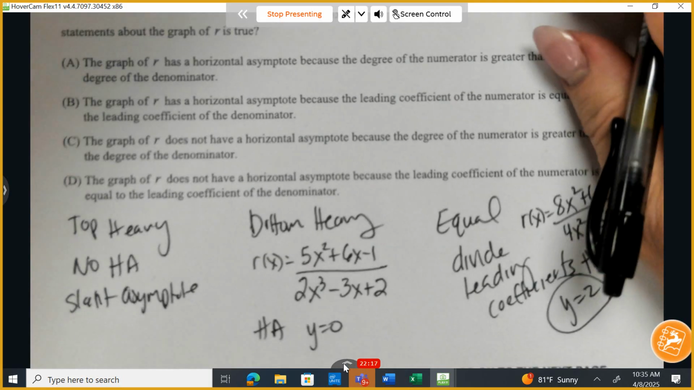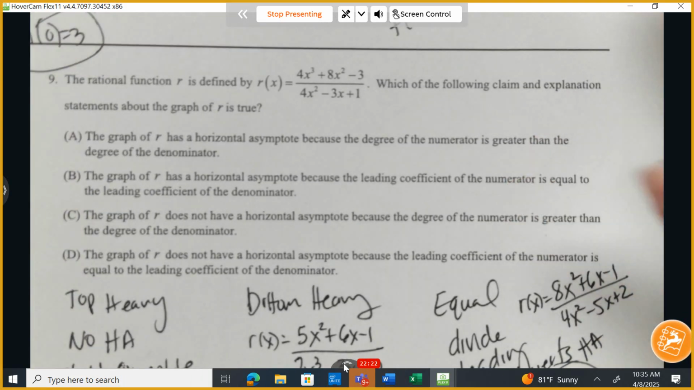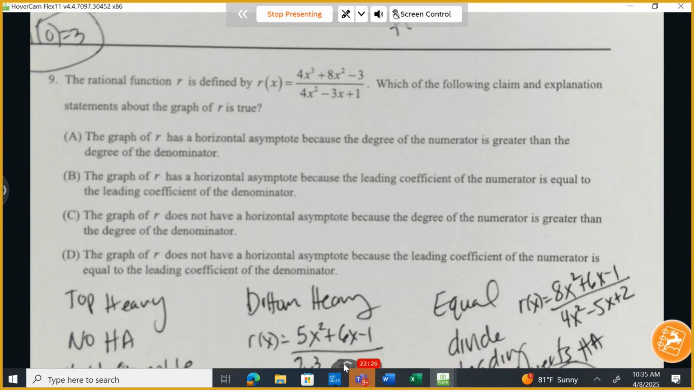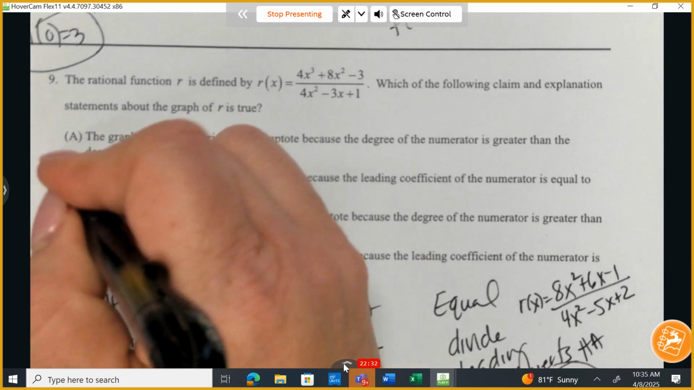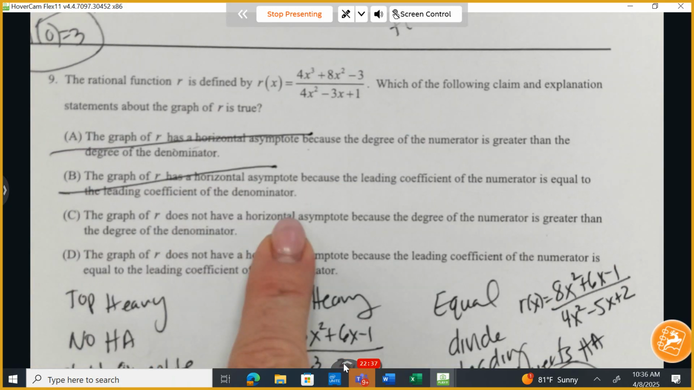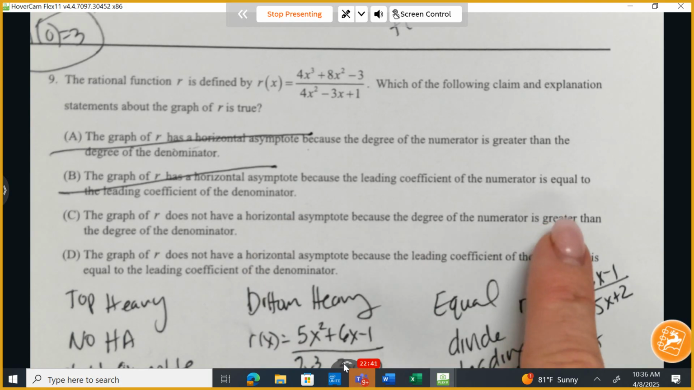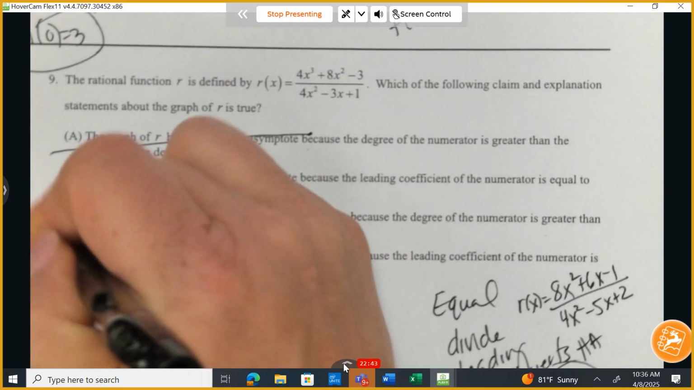So let's come up to this equation. A rational function claims what about r? Okay, and I look down below and I can see they're all talking about horizontal asymptotes. So I'm going to analyze. It is top heavy. There should be no horizontal asymptote. So let's look. It has a horizontal asymptote? No. It has a horizontal asymptote? No. It does not have a horizontal asymptote. Why? Because the degree is greater on top in the numerator than it is in the denominator.